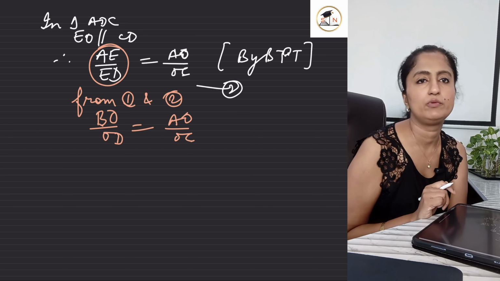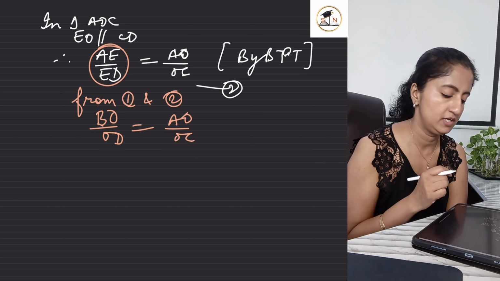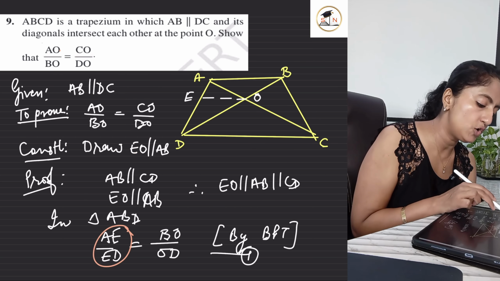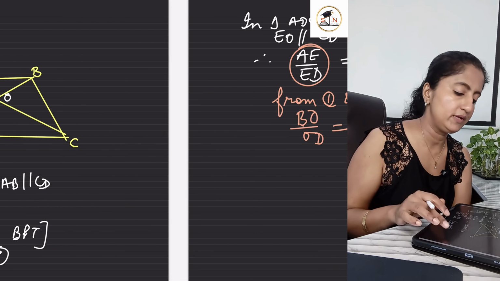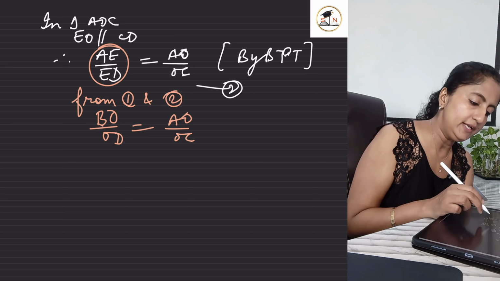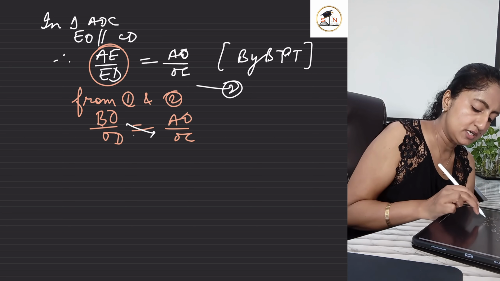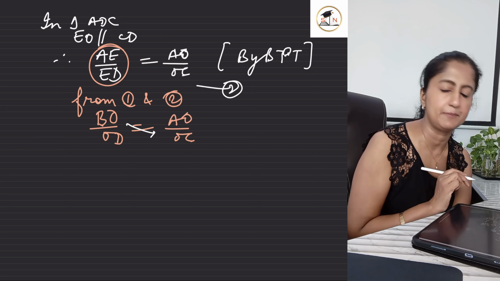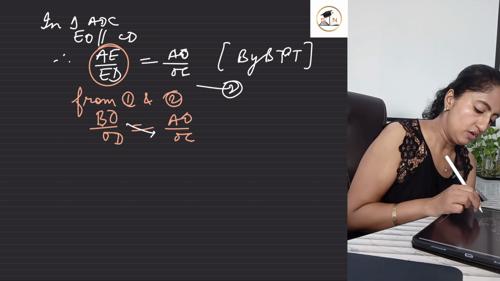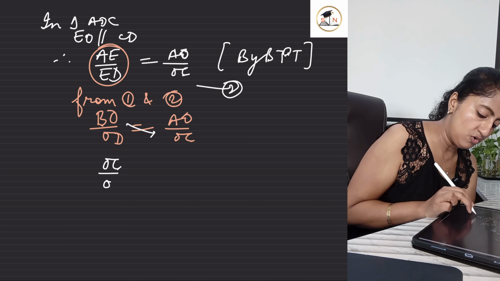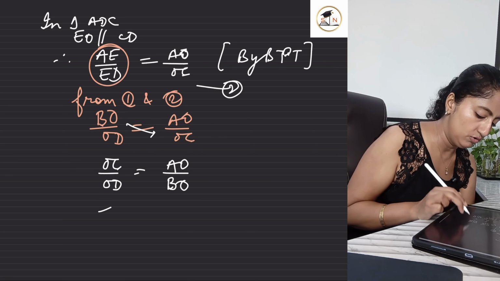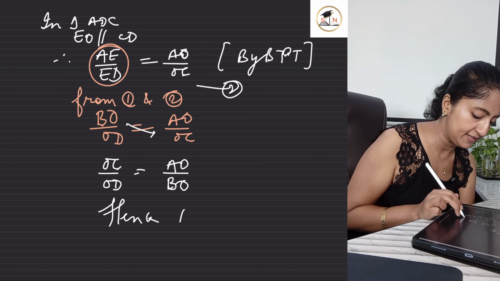No, we are not done. Very slight thing left. Because if you see, what they had asked was AO over BO, right? But what we are getting is a different ratio altogether, right? What we need to do is just crisscross. We need to replace them, not both of them, but only one of them. So we get OC over OD equals AO over BO. And now we are hence proved.